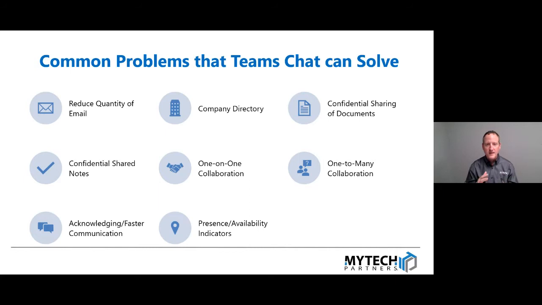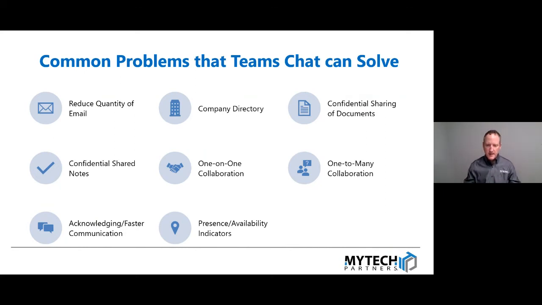One of the things that I like with chat is you can acknowledge communication, and it's faster communication. So I'll show you what that means through this session as well. And one of the things I really like about chat and the way Teams integrates with your Outlook calendar and your presence is knowing if someone's available. I can see if they're in a meeting. I can see if they're away. I can see at a glance. I can see if they're out of office. There's several things there that you can use with chat that are common problems that can enable better communication inside your organization.